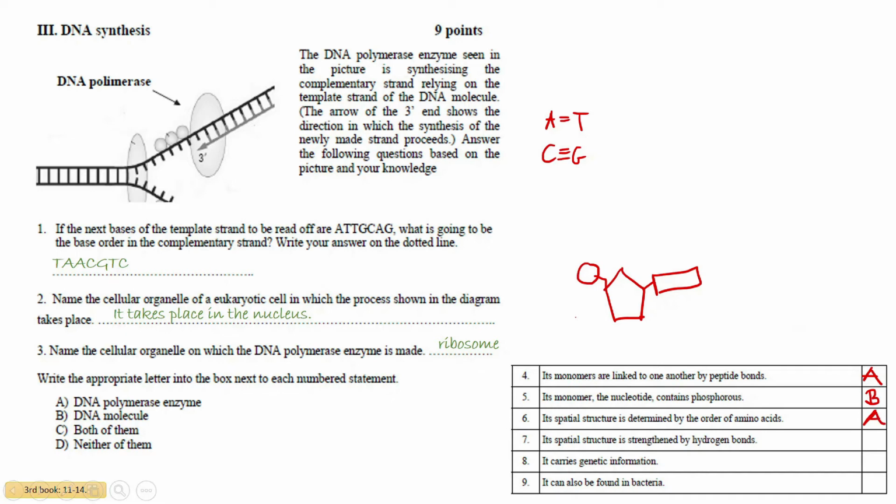Its spatial structure is strengthened by hydrogen bonds. That's going to be true for both of them, so C. It carries genetic information. That is the DNA molecule itself, so B. It can also be found in bacteria, which is going to be true for both of them, so C.